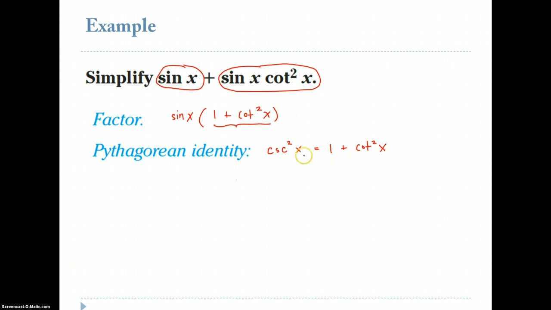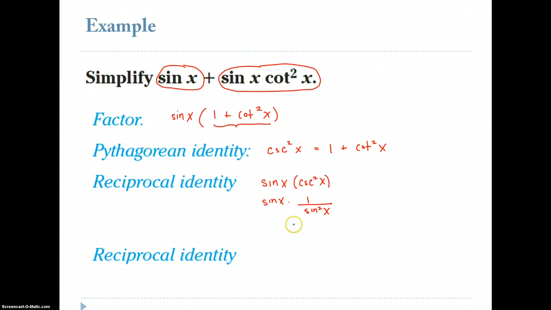Okay, so now I can make a substitution, and I get sine x times cosecant squared x. This is sine x times 1 over sine squared x. And now I just cancel one of these, and I get 1 over sine x. And the reciprocal of the sine of x is the cosecant of x. And I'm done.